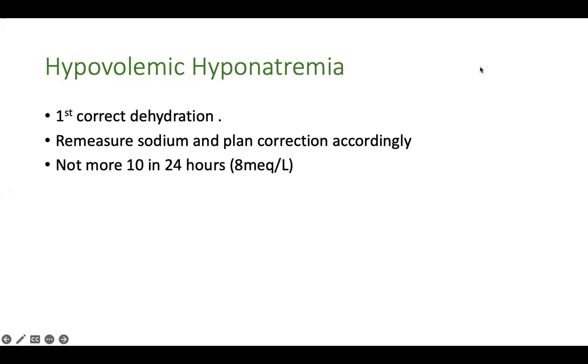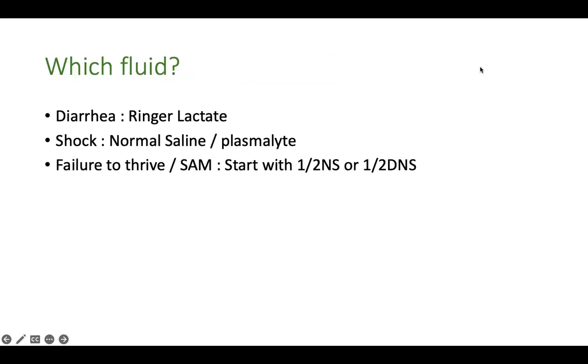If the patient is not having a seizure and is not acutely severely symptomatic, then what you have to do is first correct dehydration. Don't run after the sodium, because every rehydration fluid has sodium in it. So first correct dehydration. After you have corrected dehydration, remeasure the sodium and plan the correction accordingly. Here you are planning to increase the sodium ideally by only 8 milliequivalents in 24 hours. It may go up to 10 milliequivalents in 24 hours, but preferably 8.